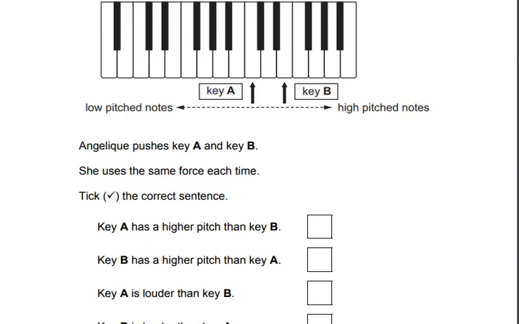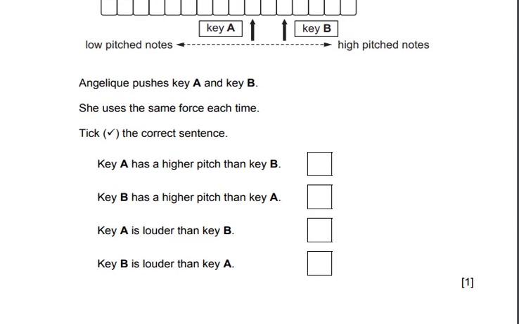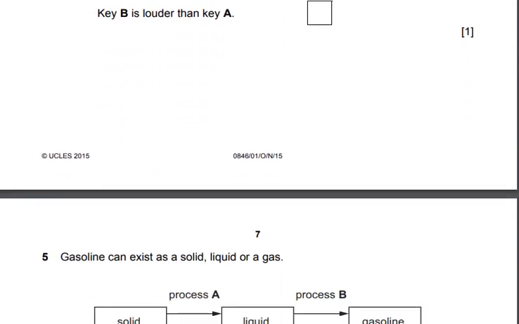Tick the correct sentence. Key A has a higher pitch than key B. Key B has a higher pitch than key A. Key A is louder than key B, and key B is louder than key A. So here, the right answer is the second one. Key B has a higher pitch than key A. Next page.